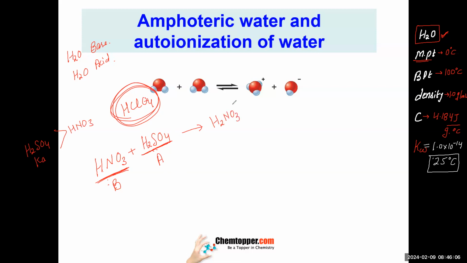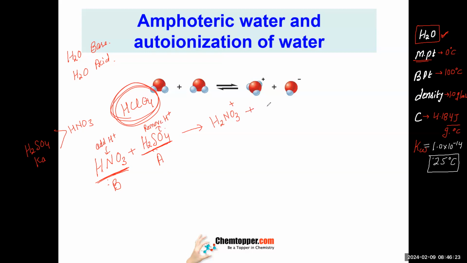H2NO3 plus. Add H plus into the base. Remove H minus from the acid. Remove H plus from the acid.